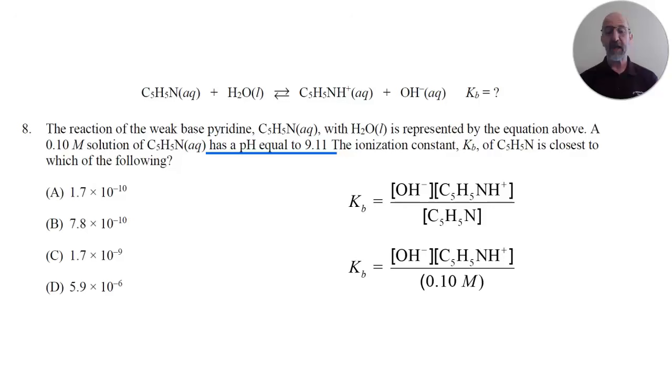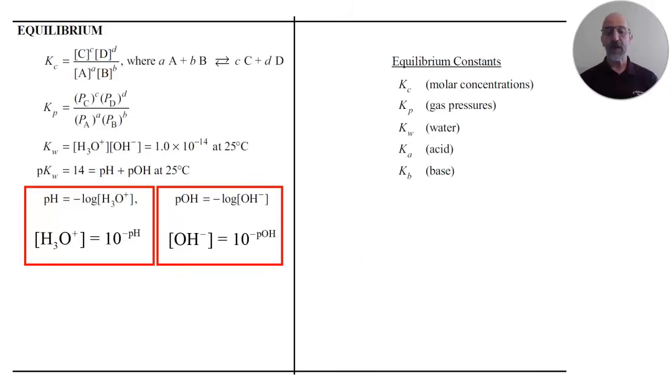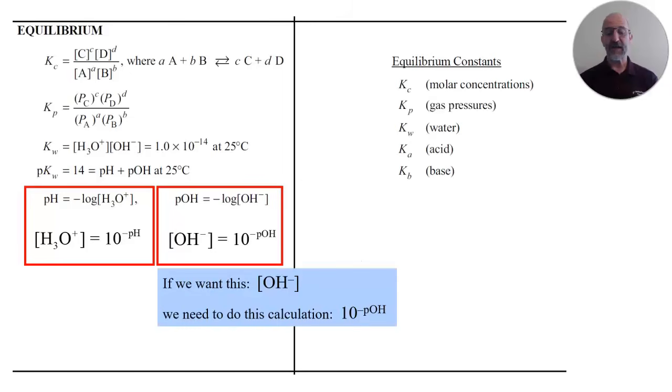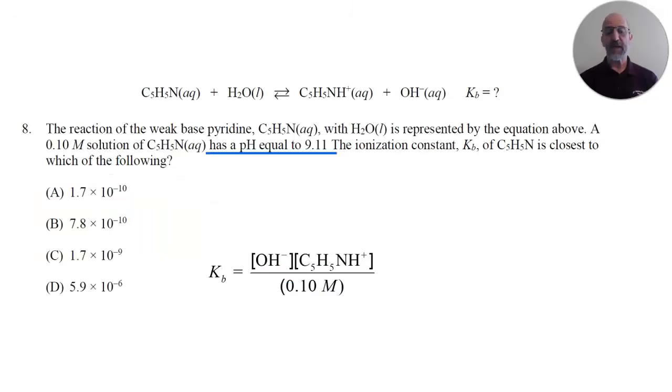And we are given the pH, but be careful. Remember back in question 5 of this lesson, if you're given the pH and you do 10 to the minus pH, you're not going to get the hydroxide ion, you're going to get the hydronium ion. So what we really need is the hydroxide ion. And that's not 10 to the minus pH, but rather 10 to the minus pOH. So how do we get the pOH if we're given the pH? Well, that would be 14 minus the pH.